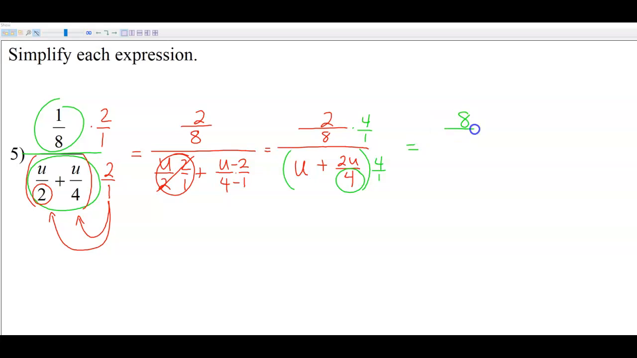That's going to give me 8 over 8. And then when I distribute this, 4 times u is going to be 4u. And then when I distribute it in here, those are going to cancel out. And so I have this.